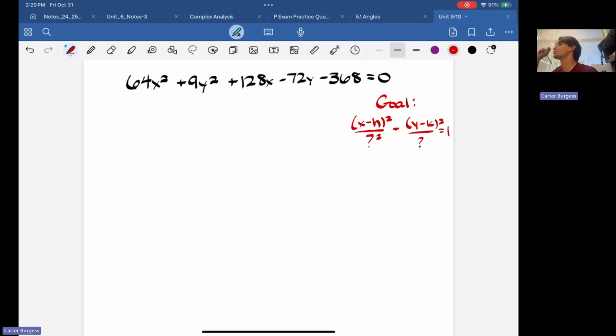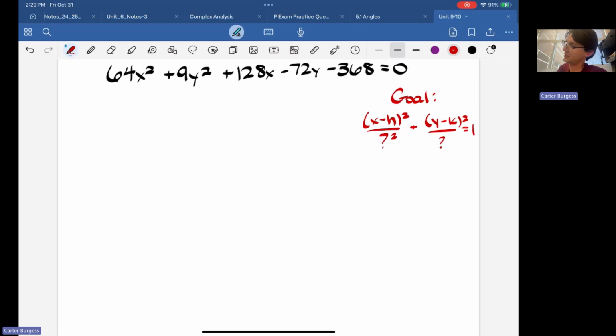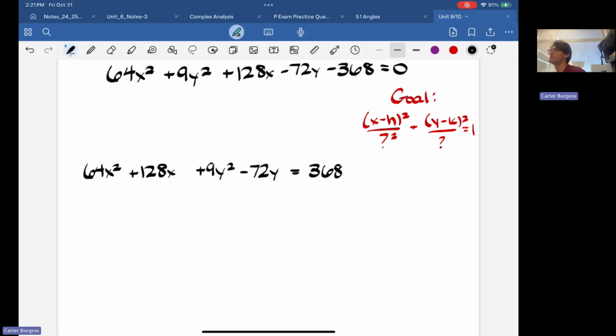And then I'm also going to group my x information and my y information just to separate out, kind of like we have in our equation here, make my life a little bit easier. So I have 64x squared plus 128x plus 9y squared minus 72y is equal to 368. You don't need to do this. I just think if you don't do this, it's kind of obnoxious. So I'm going to go ahead and do this. All right.